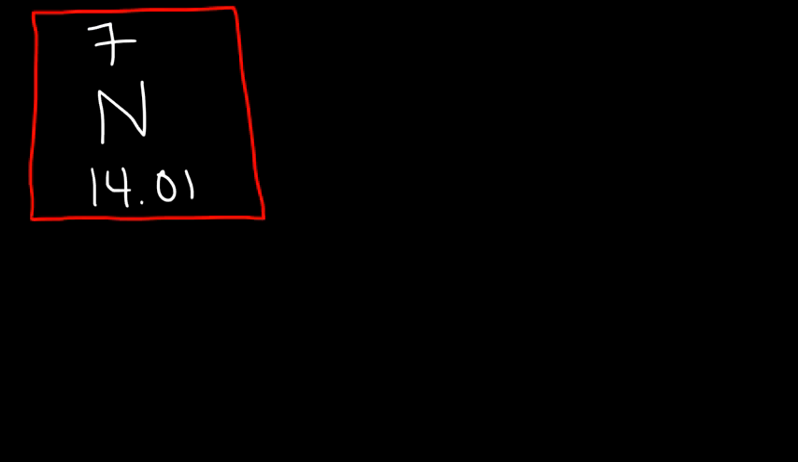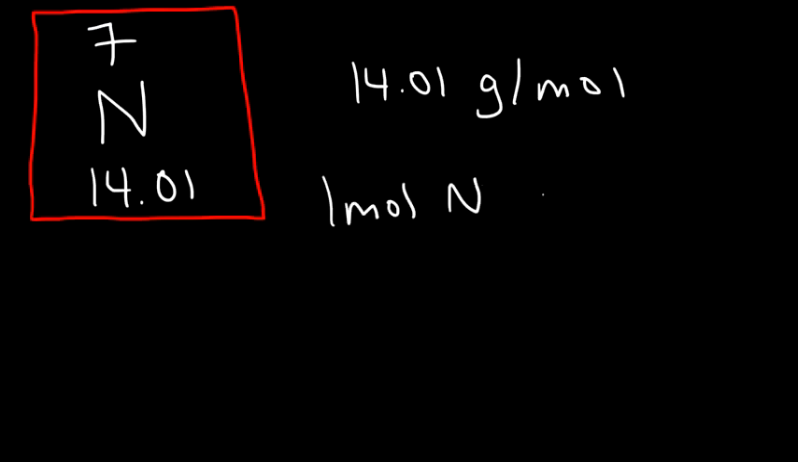The molar mass is equivalent to this number. It's 14.01 grams per mole. The molar mass basically connects mass with moles. So that's the molar mass of N. It's 14.01 grams per mole. What that means is that 1 mole of nitrogen has a mass of 14.01 grams.